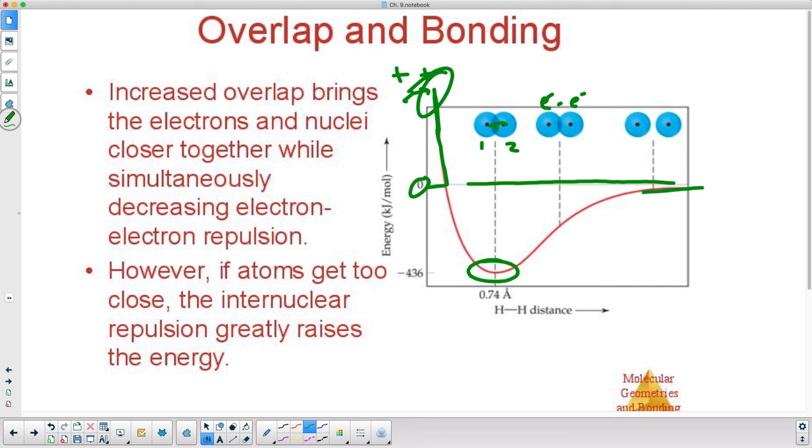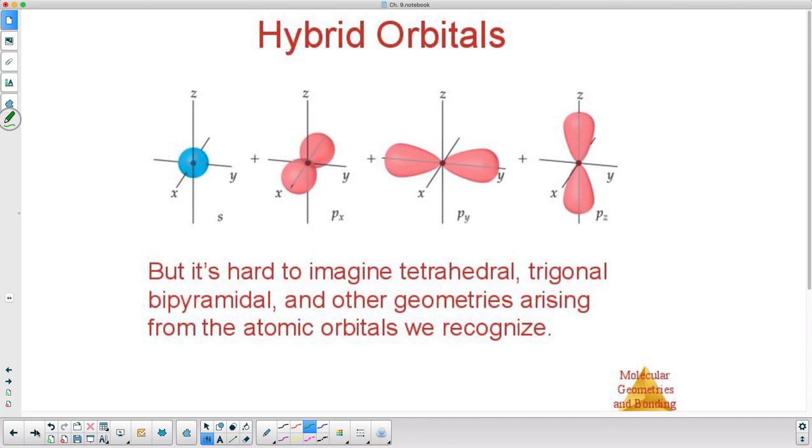Okay, so notice energy goes up when we get them too close, and it goes up when we get them too far away. So that's why forming a bond actually gives off this amount of energy. That's why it's a negative, because it gives off that much energy when you form a bond. Okay, that's it. Nice, quick, and easy.